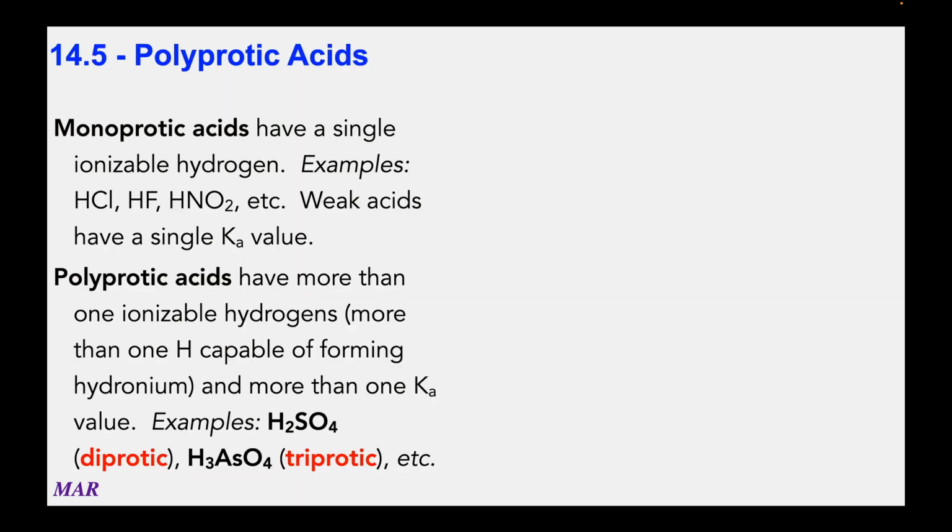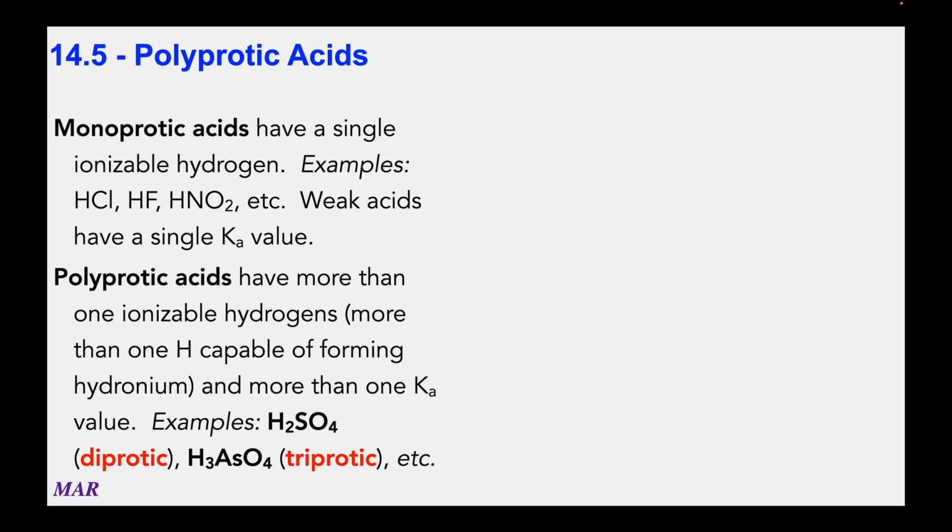We've been looking so far at what are called monoprotic acids. Mono is one, single proton acids, and these are by far the most common. Monoprotic acids would be things like HCl, HF, HNO2. They only have one H plus that is able to be ionized and be acidic. This means they'll only have a single Ka value as well.